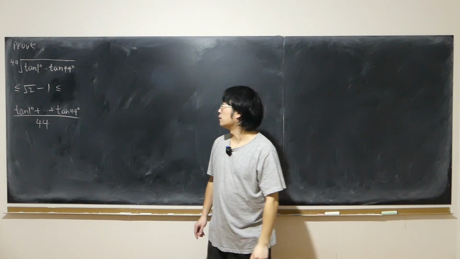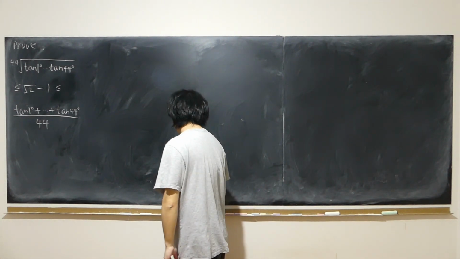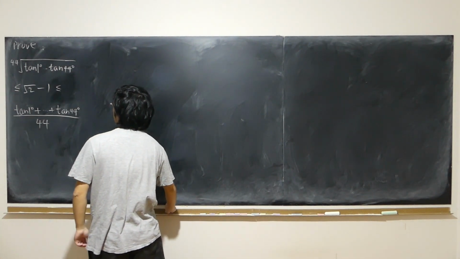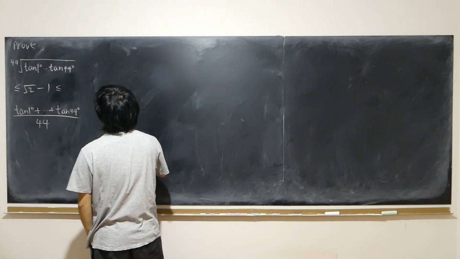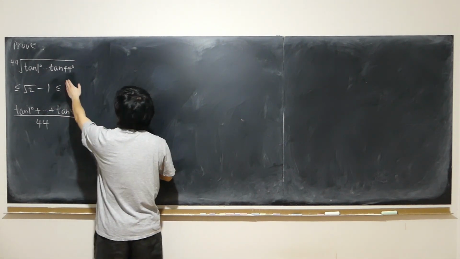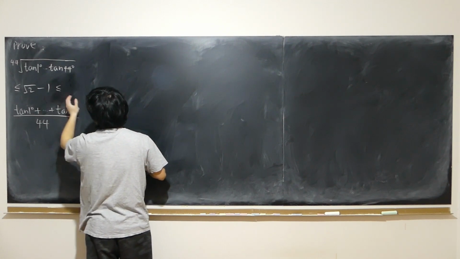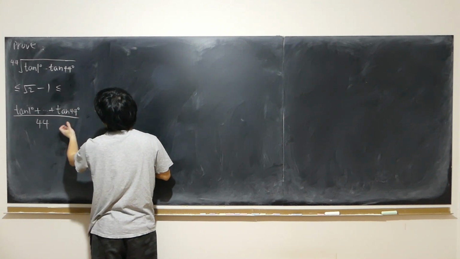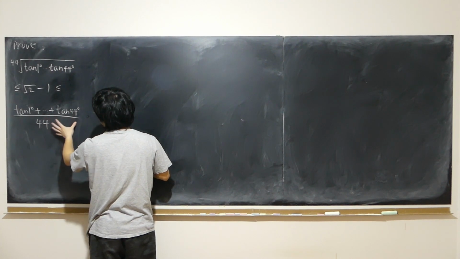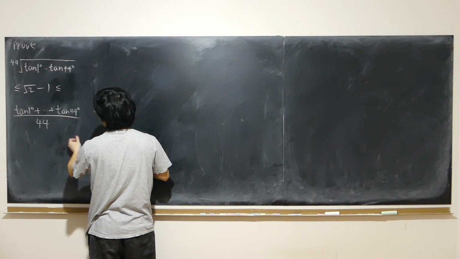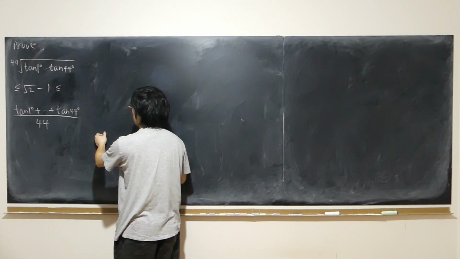We're asked to prove the inequality that the 44th root of tangent 1 degree times tangent 2 degrees times, and so on, up to tangent 44 degrees, is less than or equal to the square root of 2 minus 1, which is less than or equal to the arithmetic mean of tangent 1 degree plus all the way up to tangent 44 degrees.